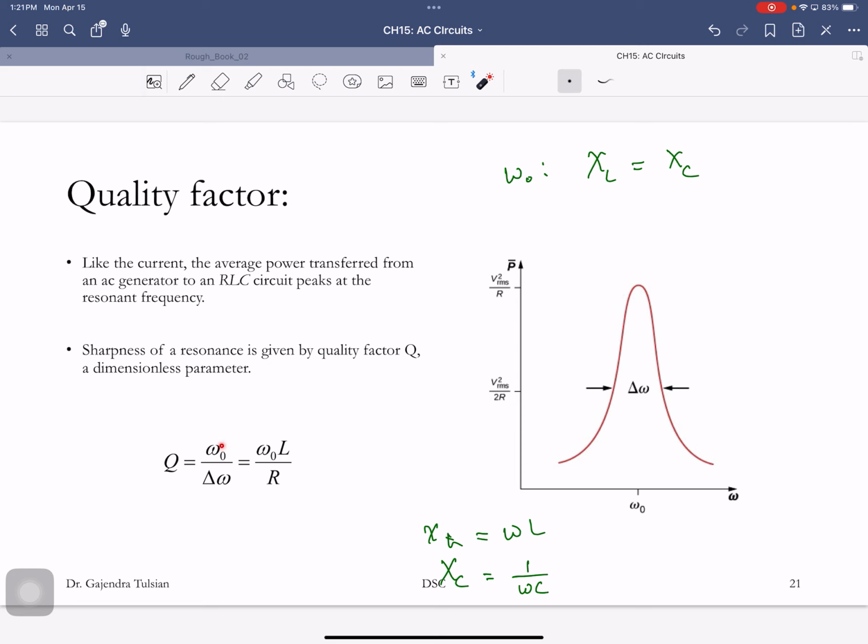And this is measured by the quality factor. So the quality factor is at what frequency the maximum power is delivered, divided by what frequency shift you have for the power to go to half its maximum value. So the smaller this thing is, the more sensitive it is to frequency.